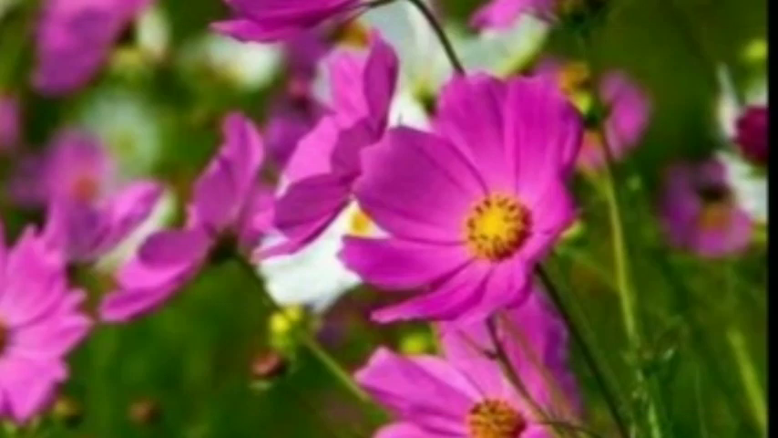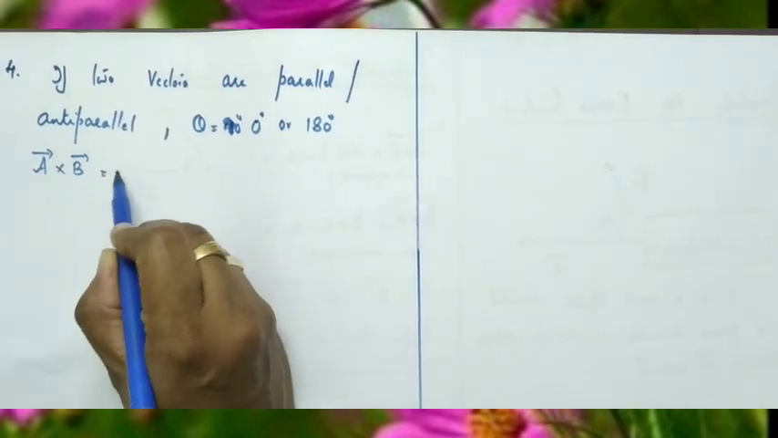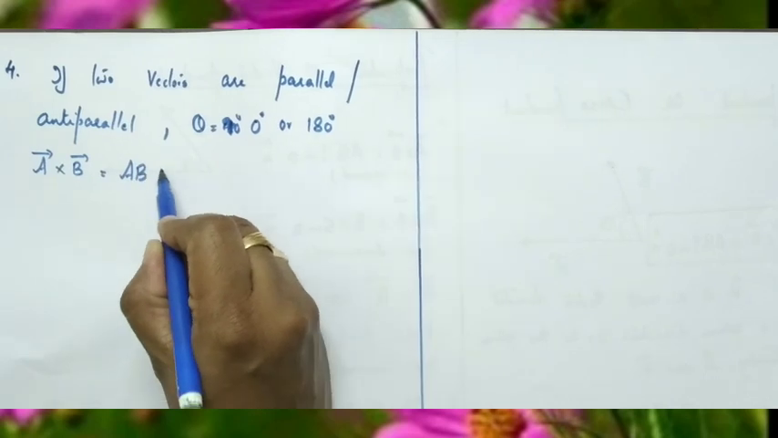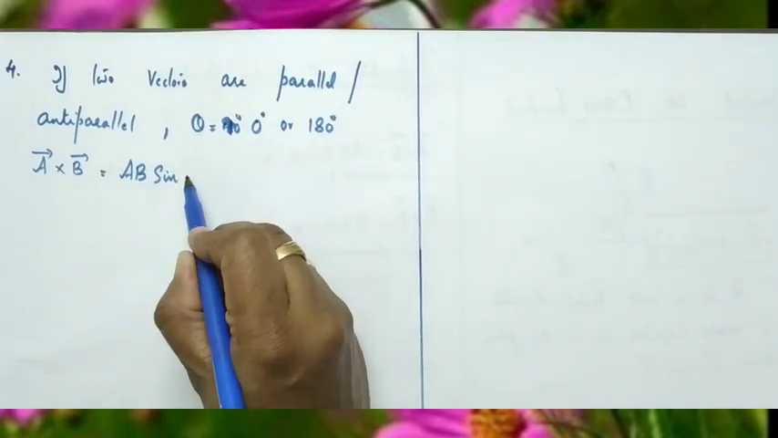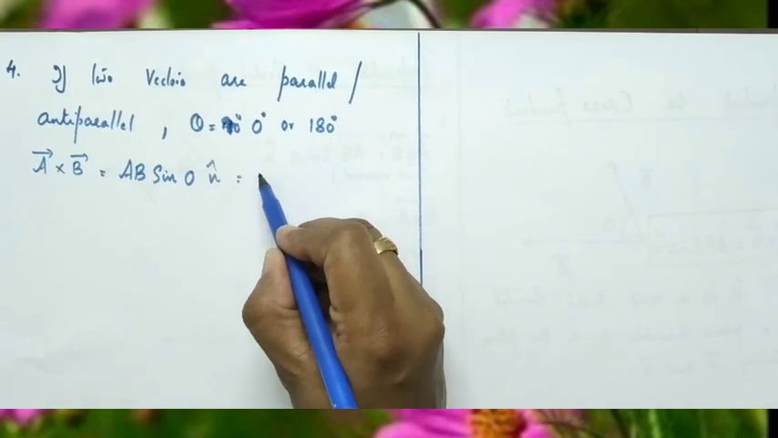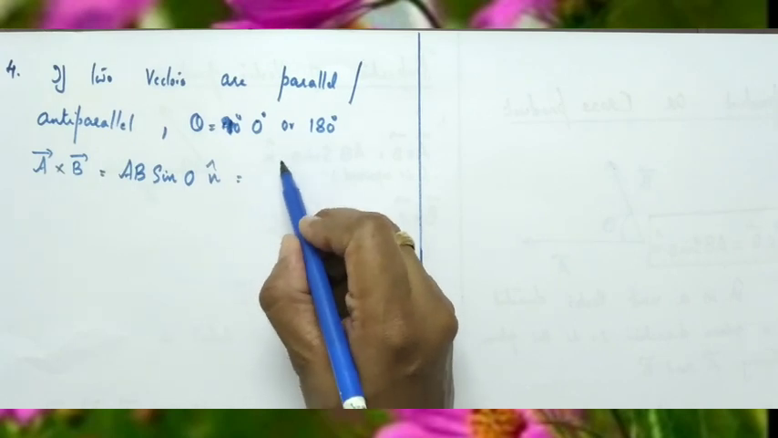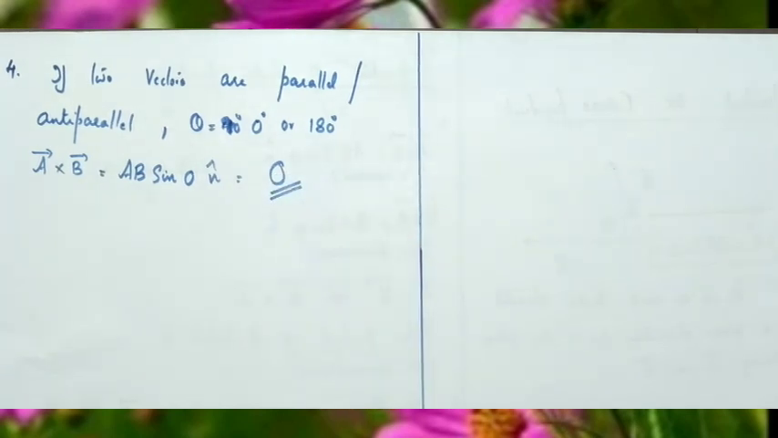Now next property: if two vectors are parallel, theta is equal to 0 degrees, and anti-parallel means theta is equal to 180 degrees, isn't it? So now A cross B can be written as AB sin 0 or 180 into n cap. What is sin 0 or sin 180? Sin 0 is 0, sin 180 is also 0. So what is A cross B? A cross B is equal to 0. So if two vectors are parallel or anti-parallel, their cross product is equal to 0.